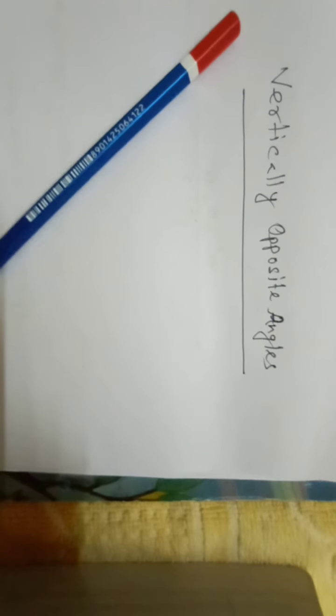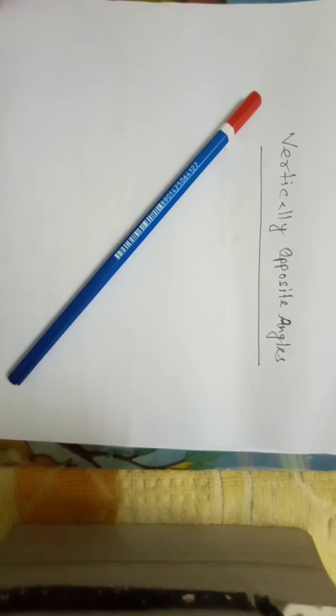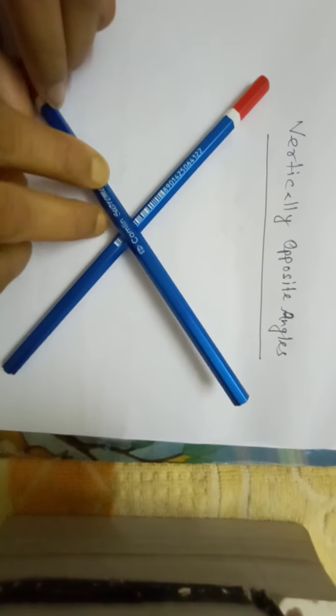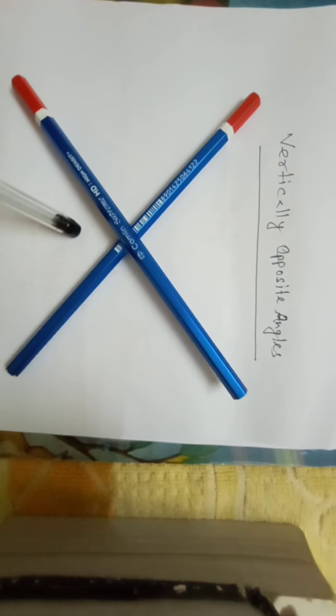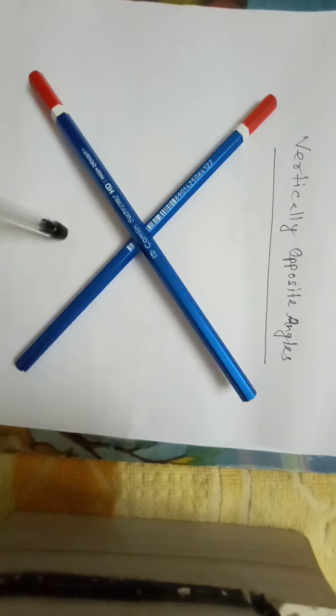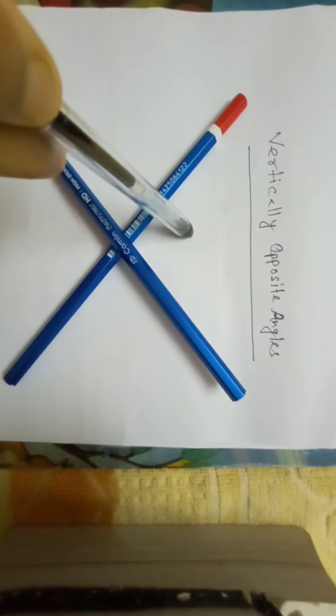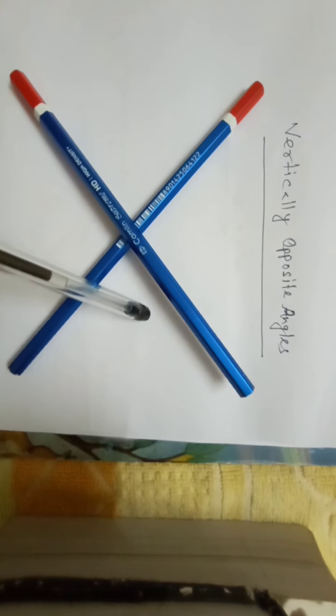Say these are two pencils we are using as a straight line. Two pencils, say it is one line and it is another line. How many angles are so formed? 1, 2, 3, 4. When two straight lines intersect at one point, 4 angles are formed. Now this angle and this angle are vertically opposite angles to each other. Similarly, this angle is vertically opposite to this angle.